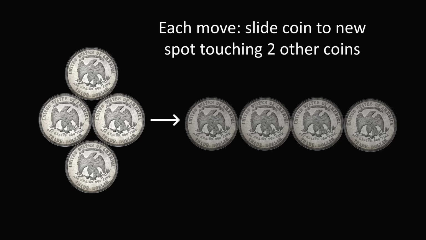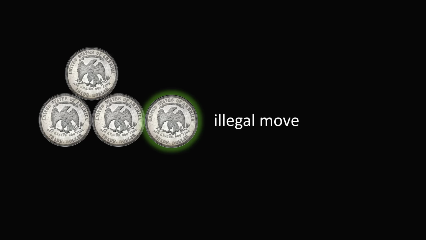So let me give you some examples of legal and illegal moves. Let's say you take this coin at the bottom and you slide it and you touch these other 2 coins. That would be a legal move. But now let's say you take this coin and you just move it over here. This coin is only touching one other coin, so this would be an illegal move.